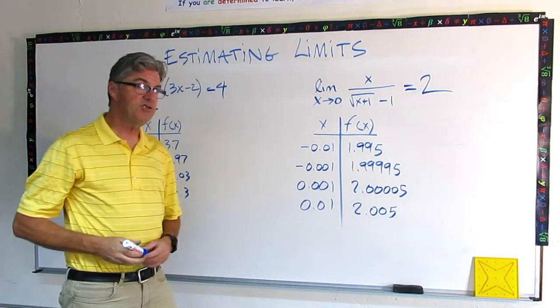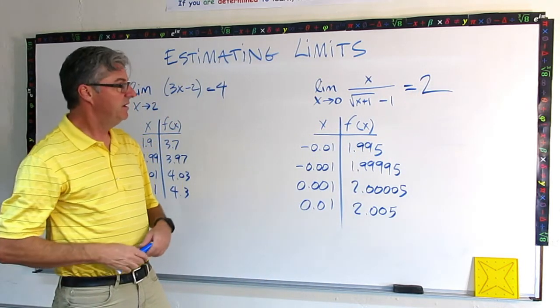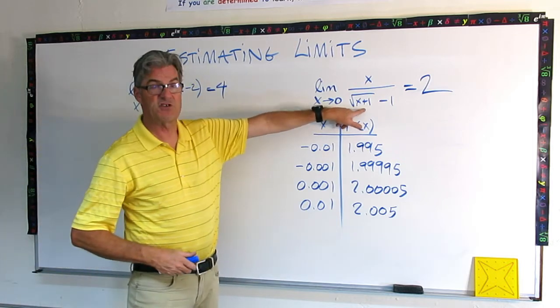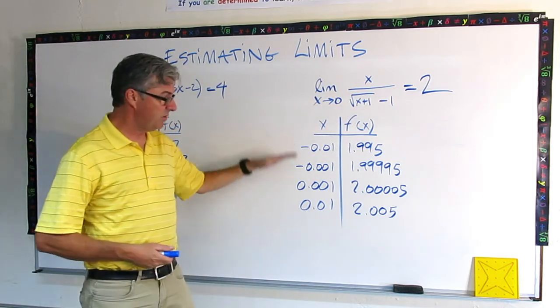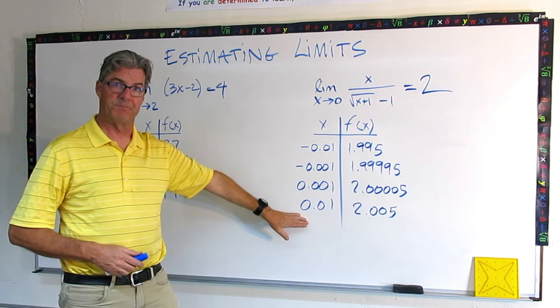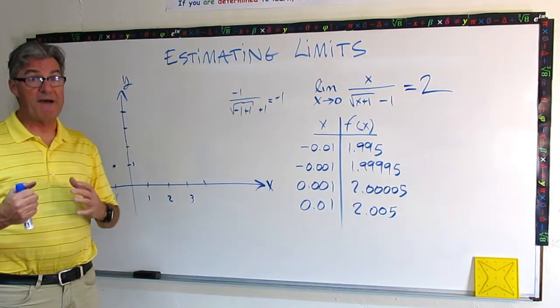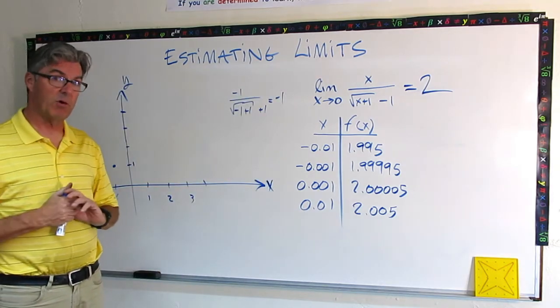So that's cool. That lets me tell you that the limit of this is 2. Now, we can't check it. We can't plug our 0 into our function and get 2. So this is where the table is super important. Okay, let's take a look at the graph of this function because it's going to bring out an important point.